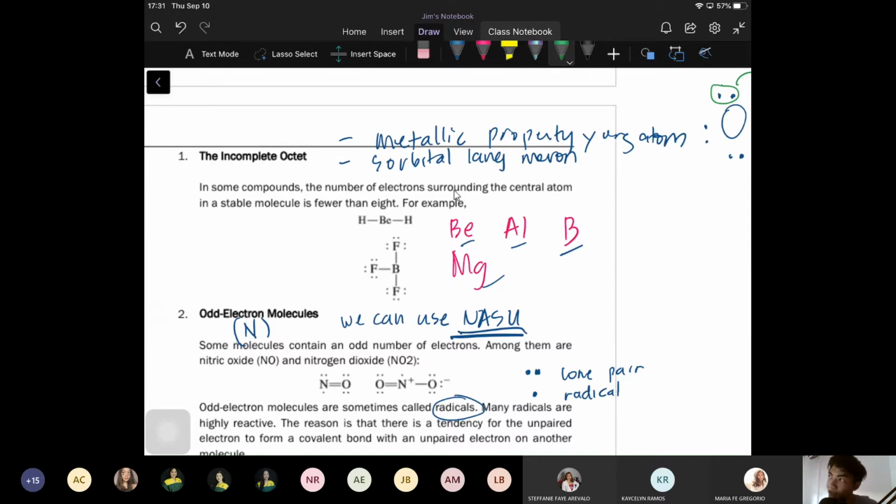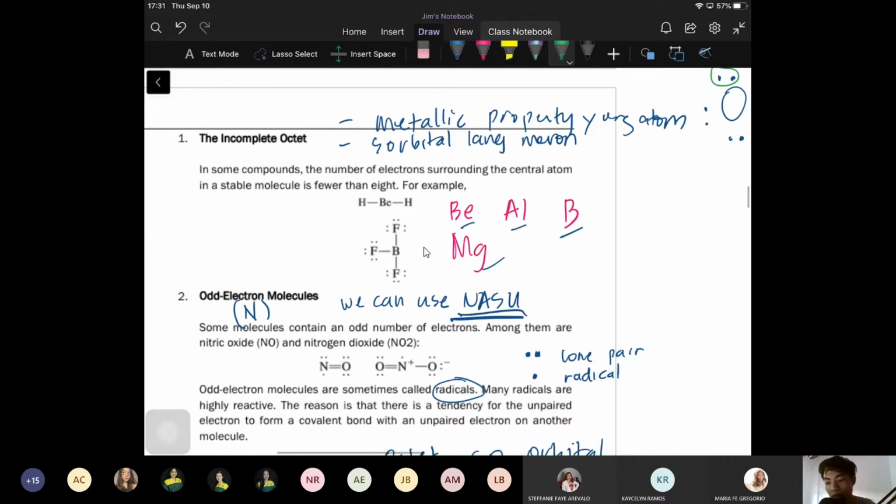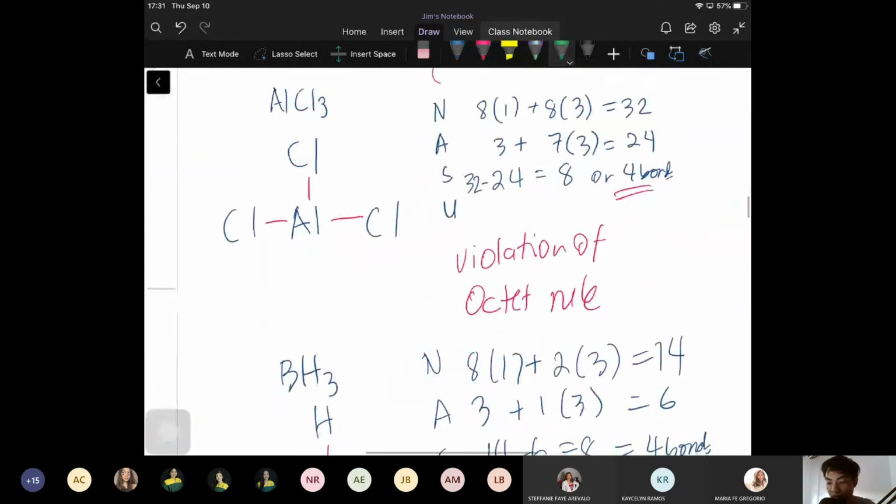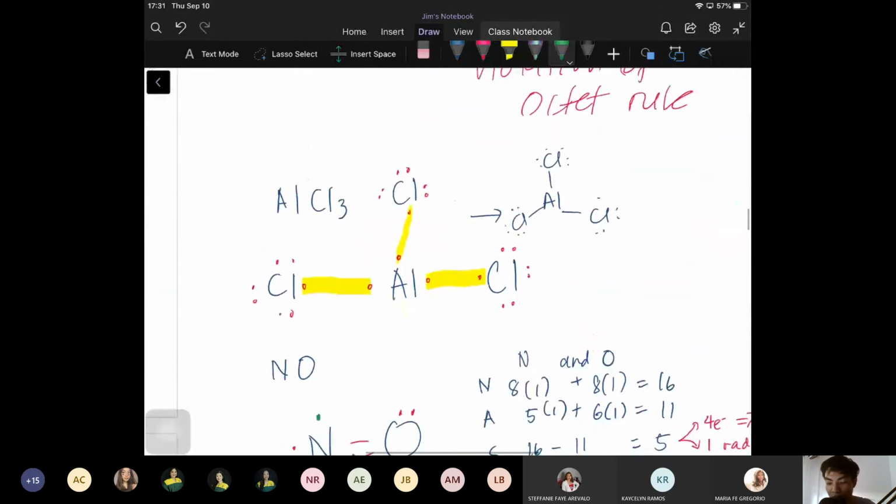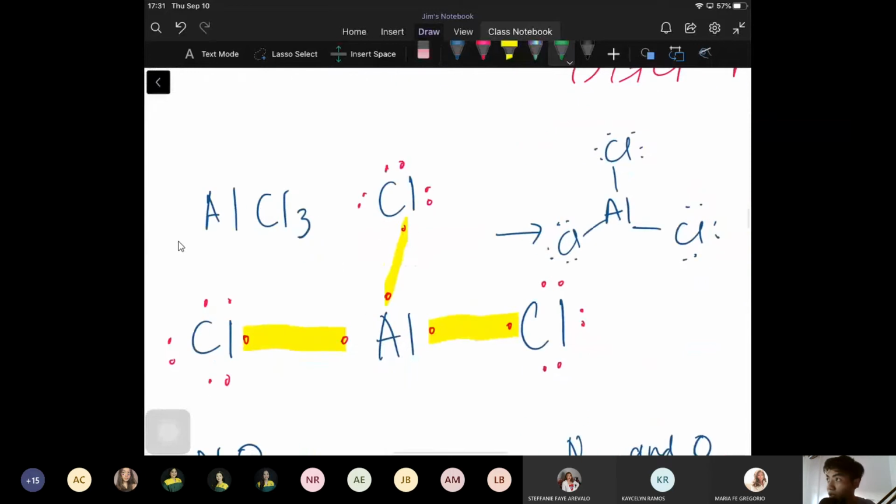So anong mga atoms yon? Beryllium, aluminum, boron, magnesium. Basta may mga metal. Okay. So wag na kayong mag-NASO rule dyan. Diretso, Lewis dot symbols. So wag na kayo mag-effort dito sa NASO. Ano gagawin nyo? Lewis dot symbol. Draw nyo yung Lewis dot symbol ng kada atom, then you connect the single electrons. Pagdugtong-dugtungin nyo na lang sila. Just like that.